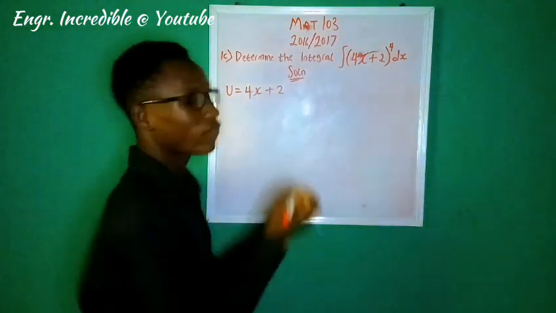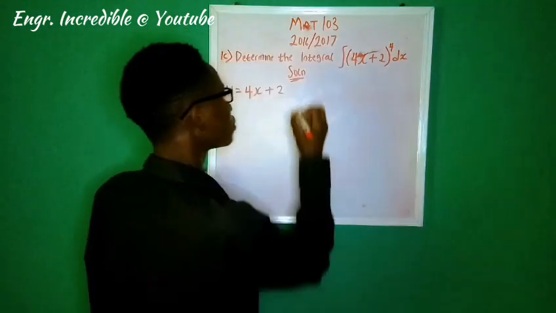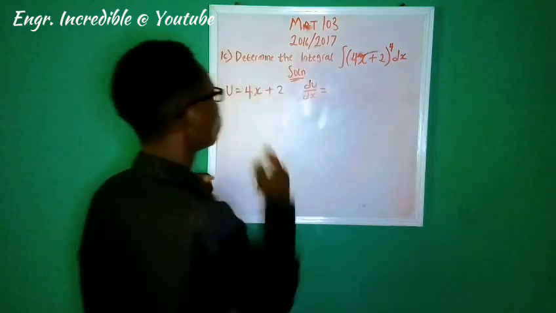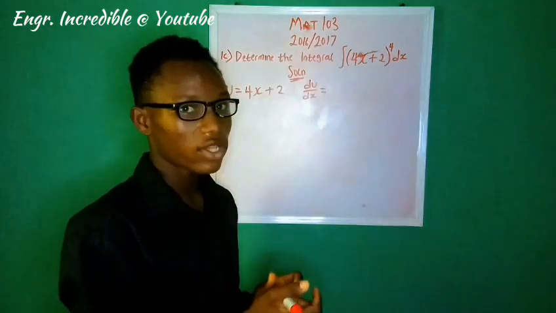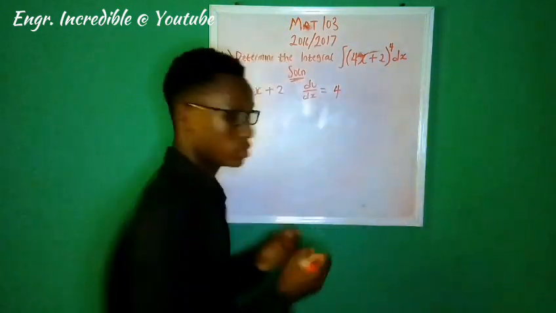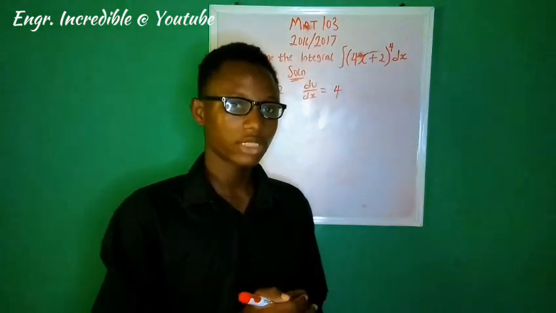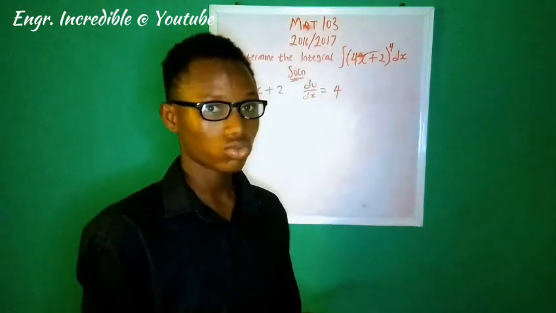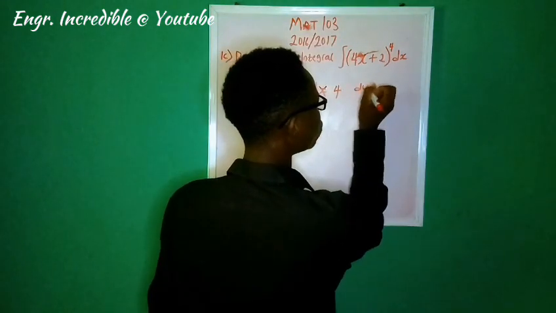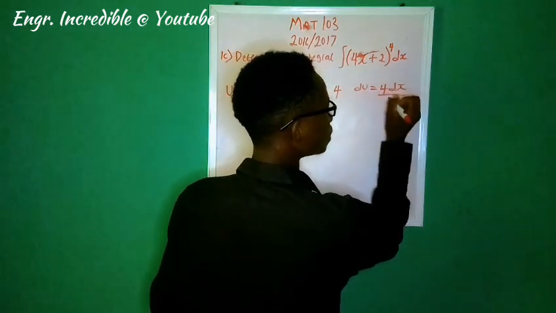After getting this, we'll find du with respect to x, so it will be du dx. We have du dx is equal to d dx of 4x plus 2. What will it give us? It will give us 4 in differentiation. Then after this, we are going to make dx the subject of the formula. How do we do that? We first cross multiply. We have du is equal to 4 dx. Then you divide both sides by 4.